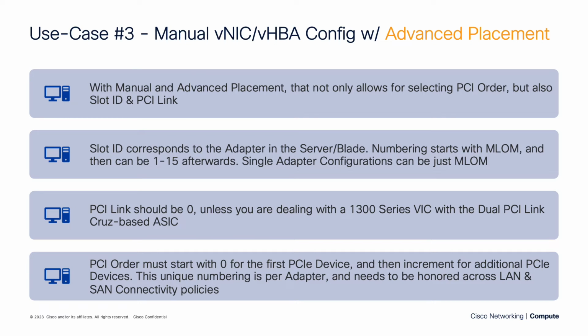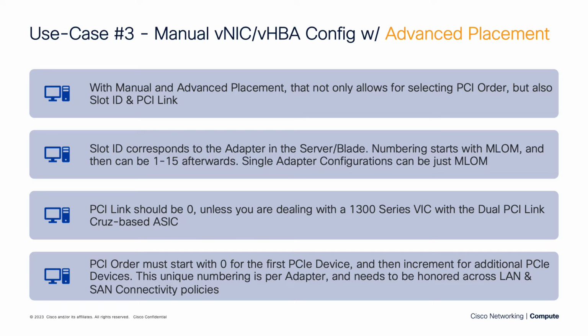Okay, in use case number 3, we'll be building a LAN connectivity policy and a SAN connectivity policy. We'll be using manual configuration for both with advanced placement. So just as a review, with manual with advanced placement, we're dictating the PCI order, but also picking the slot ID and PCI link. So we're doing everything. The slot ID, of course, corresponds to the adapter in the server and blade.